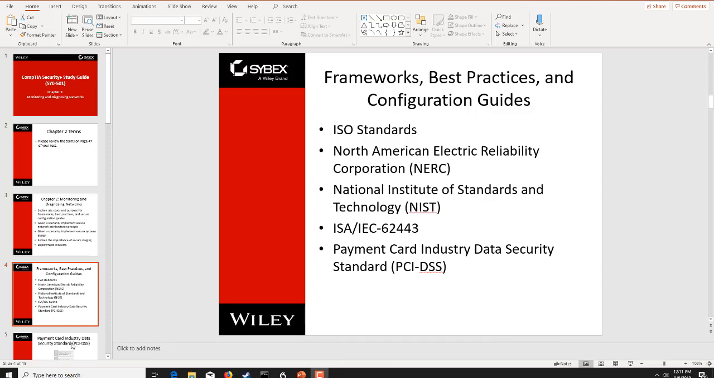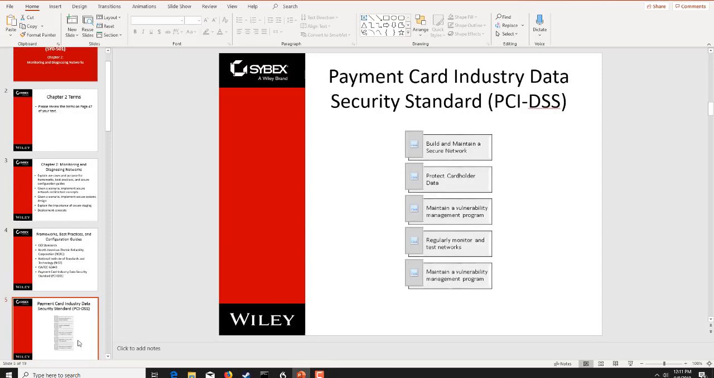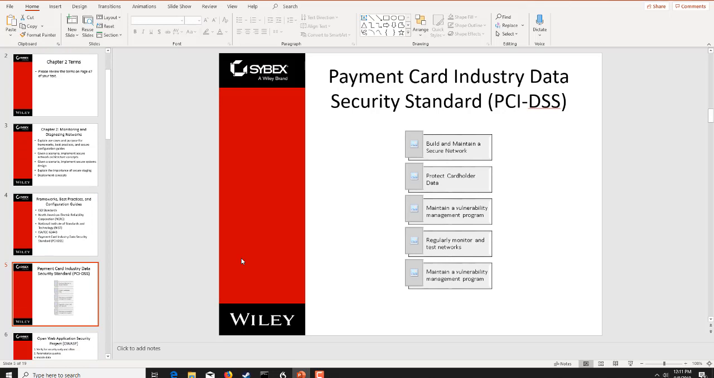So, doing a little bit of a deeper dive on PCI DSS. Basically, the standard build-out is to build and maintain a secure network, protect the cardholder data, maintain a vulnerability management program, and regularly monitor and test your networks. This is through penetration tests and network assessments, et cetera. Maintain a vulnerability management program.